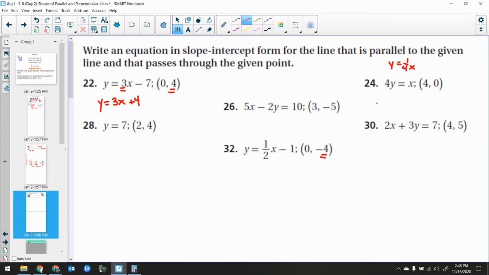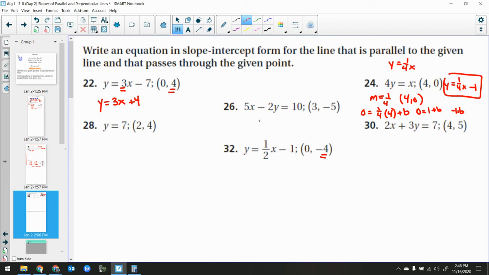Okay, so that means that the slope is 1/4. And I want it to go through (4, 0). So y is equal to m times 4 plus b. 1/4 of 4 is 1. So 0 is equal to 1 plus b. And I subtract it over, negative 1 is equal to b. Right? So therefore, my equation is y is equal to 1/4 x minus 1.